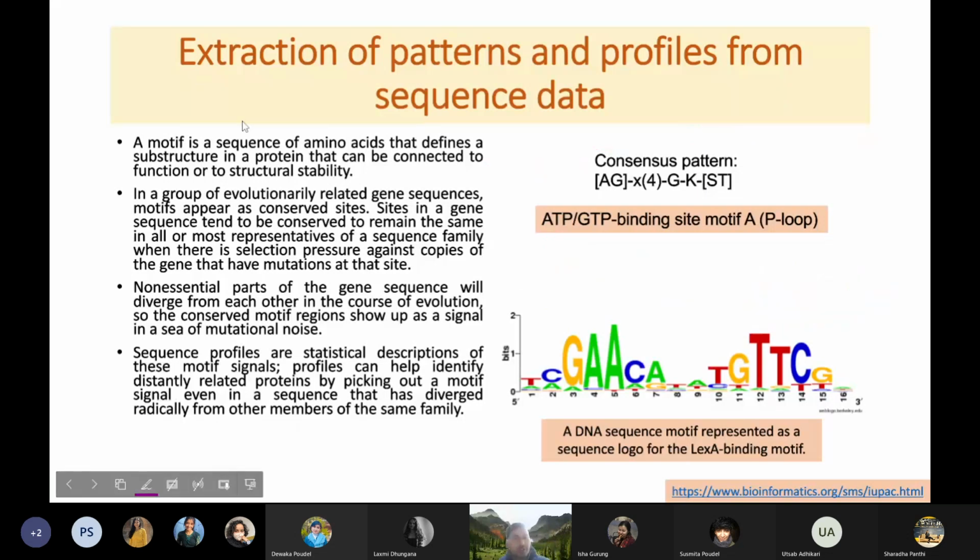So a motif is a sequence of amino acids that defines a substructure of a protein that can be connected to a function or a structural stability. So in a group of evolutionary related gene sequences, a motif appears as a conserved site. What happens is that motifs tend to get preserved.